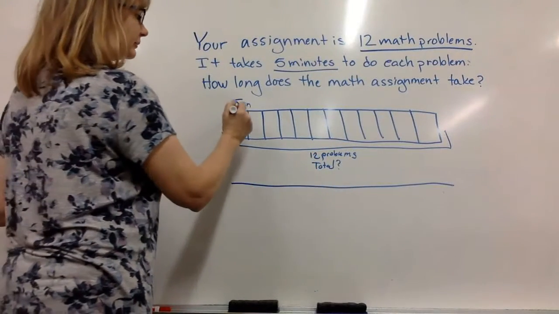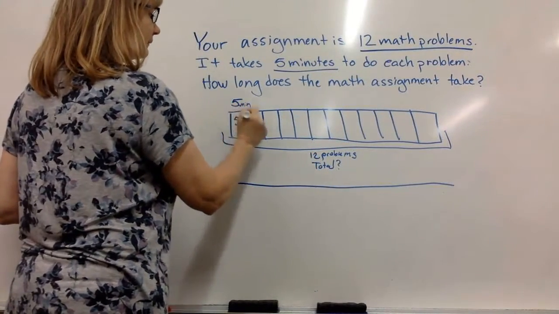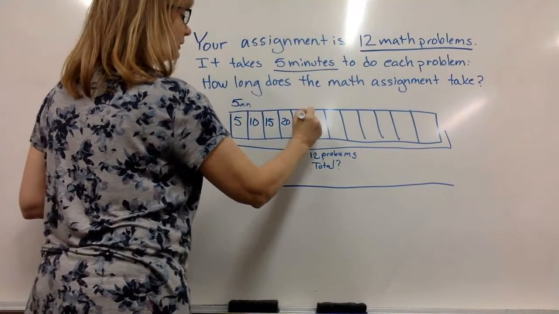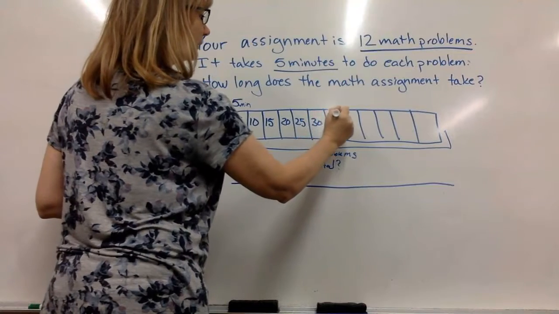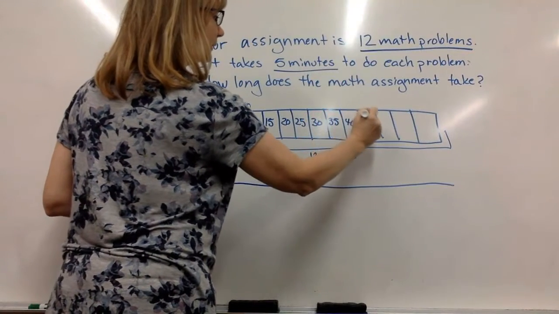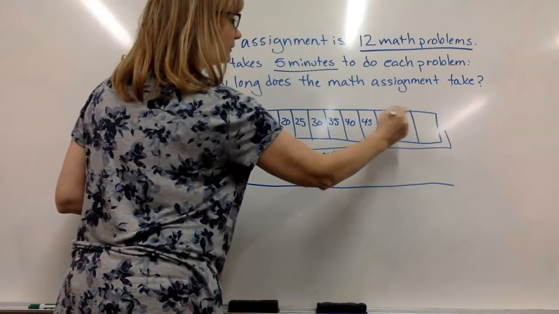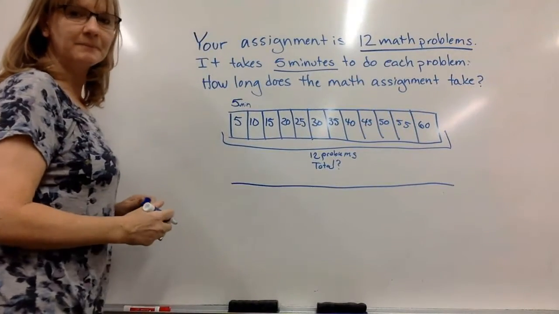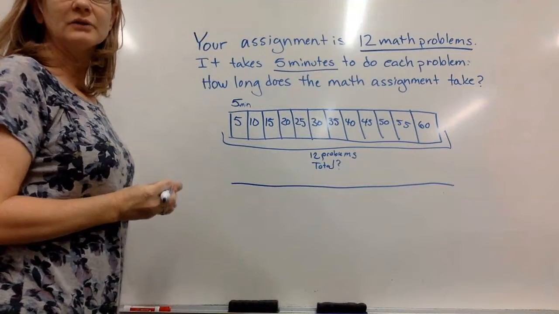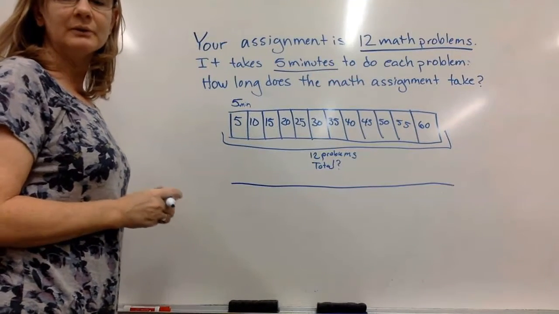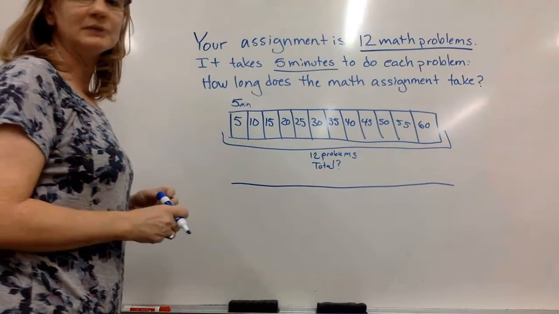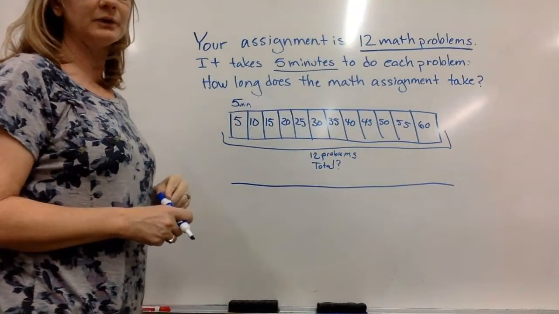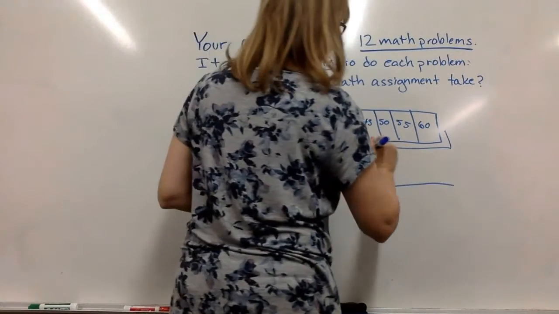Let's count by fives. 5, 10, 15, 20, 25, 30, 35, 40, 45, 50, 55, 60. It would take 60 minutes, would be the answer. 60 minutes to do 12 problems if each problem took 5 minutes. So 60 minutes is the answer.